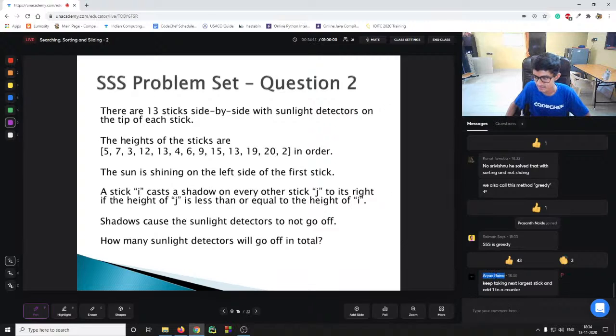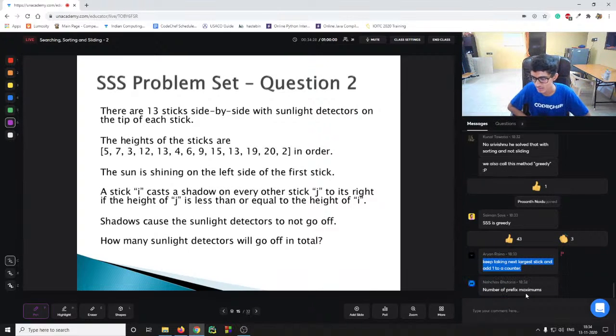Aryan Raina says, keep taking the next largest stick and add one to a counter. Yeah, that's exactly the answer. Congrats. So if you guys have your own solutions, please let me know in the comments.